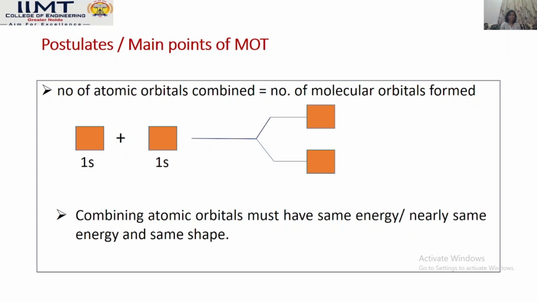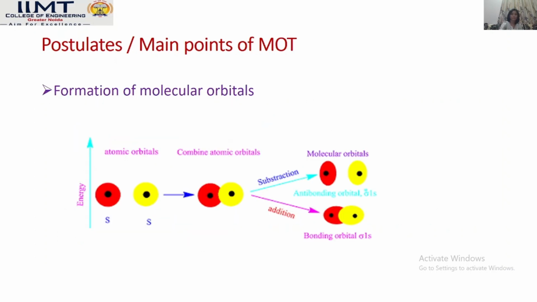The number of atomic orbitals combined is equal to the number of molecular orbitals formed, as shown in figure, when two atomic orbitals, that is 1s and 1s, combine and two molecular orbitals are formed. Combining atomic orbitals must have the same or nearly the same energy and the same shape.